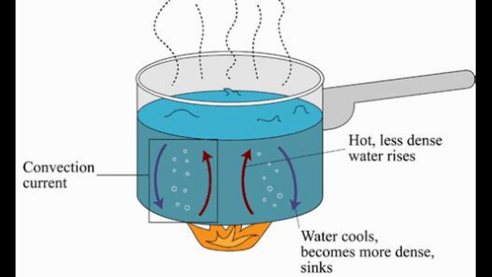Let us take an example: if you are heating water in a beaker, you will take the water in the beaker and you will start heating it. What will happen? The water will start getting heated up at the base, and the warm water will start moving up because it has become lighter, and the cold water will start moving down because it has more density. This process will continue till the whole water becomes warm.